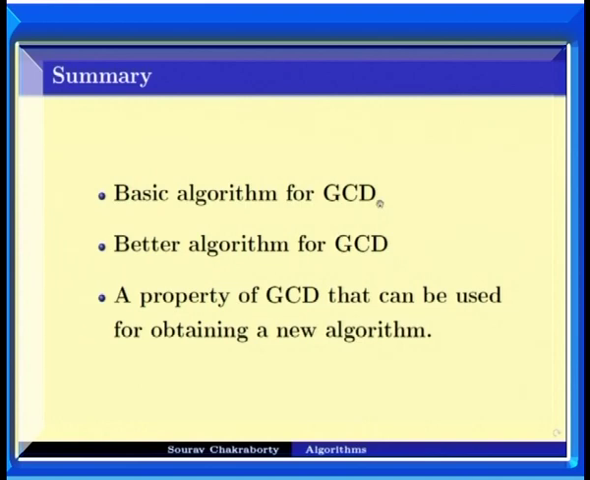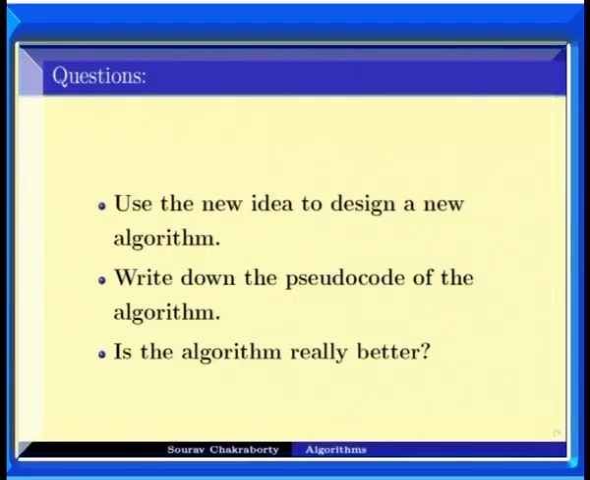We will come back next lecture to understand this particular algorithm. In this lecture we did first the basic algorithm, and then we went to a better algorithm for GCD, and then we saw a property that can be used for obtaining a new algorithm. In the meantime, I would like to leave you with some questions. Use this particular idea to design a new algorithm. Write down the pseudocode of this algorithm and try to convince yourself: is this algorithm really better than the earlier two algorithms that we have seen, and if so, let us try to prove that.